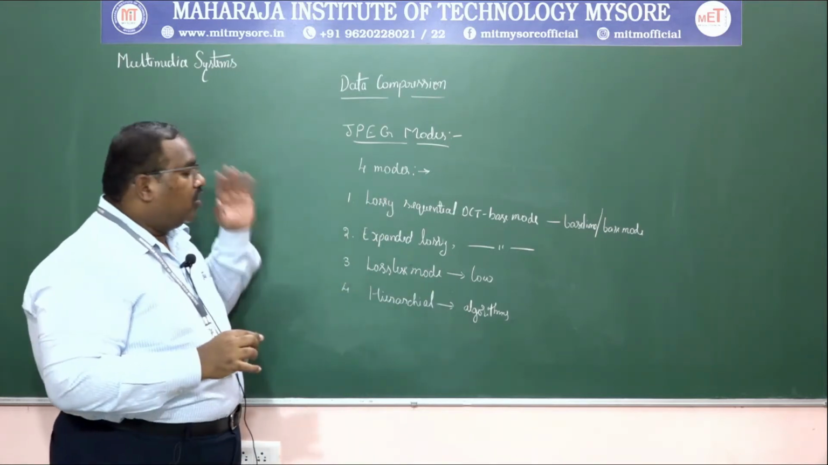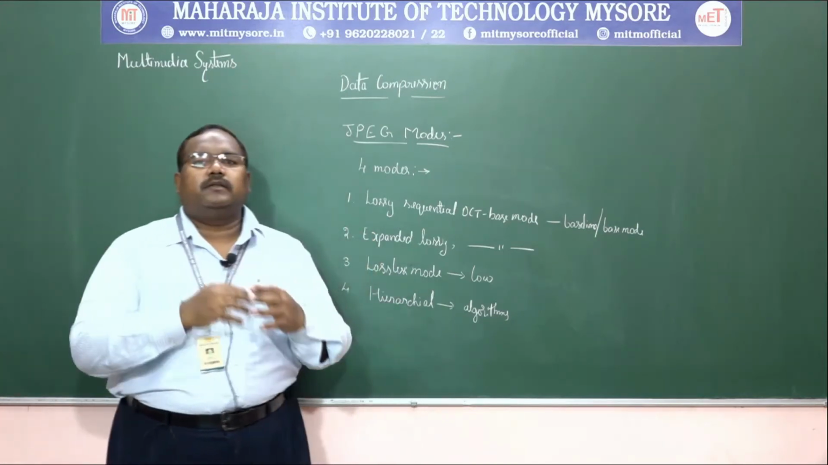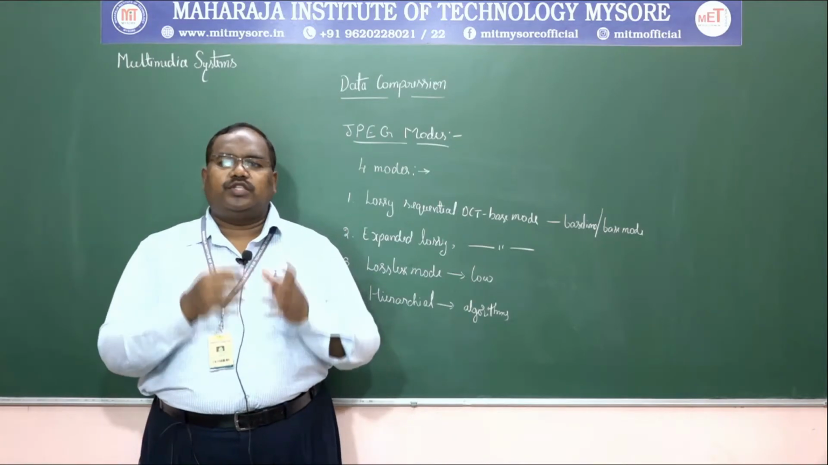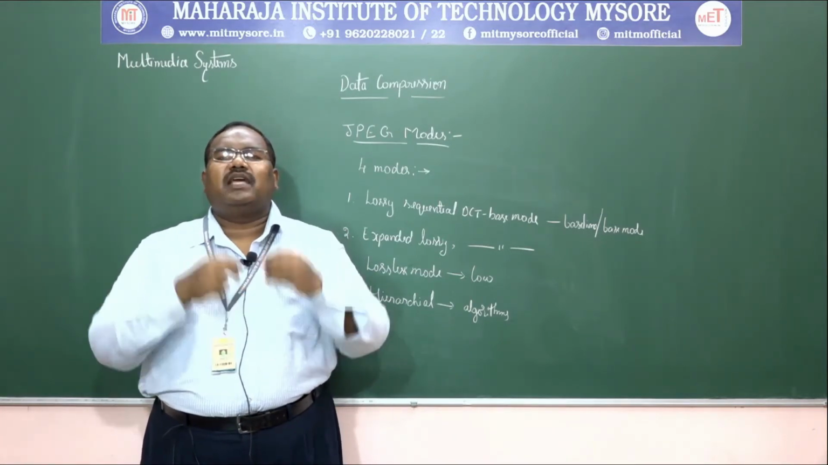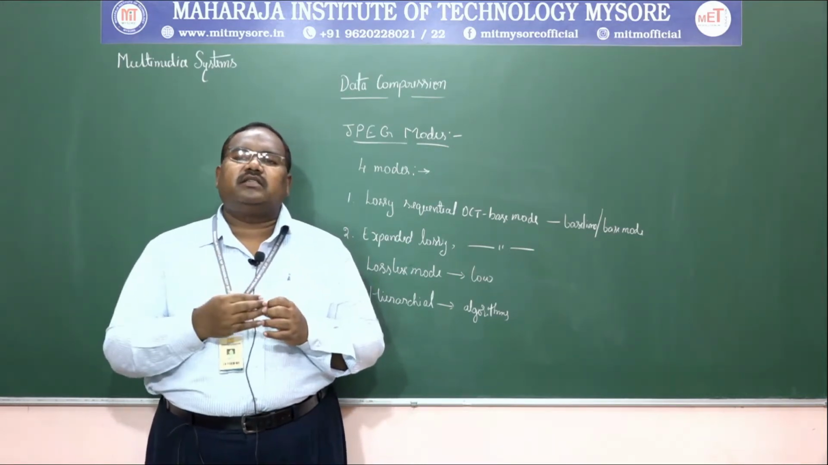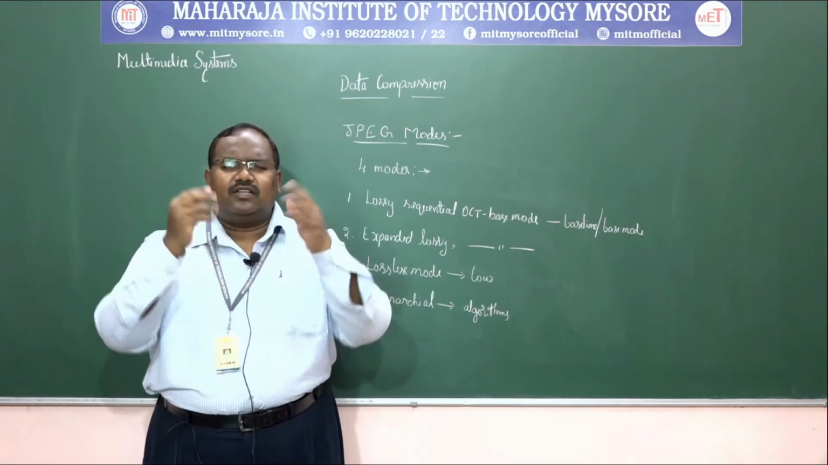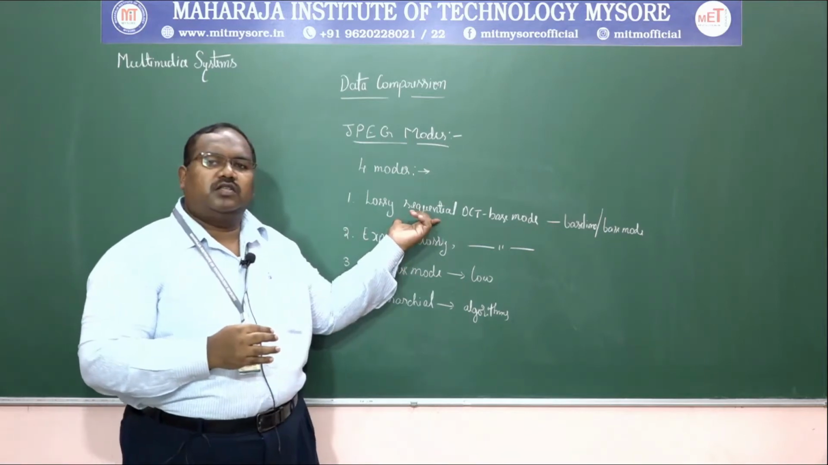So when we talk about JPEG, we have 4 modes. The first one is the lossy sequential DCT mode, which uses the baseline process or the base mode, which every JPEG decoder supports. The second one is the expanded lossy DCT mode, which provides a set of further enhancements, a bit better than the original lossy.